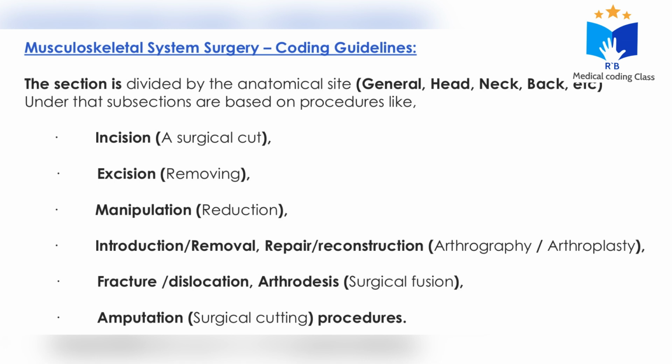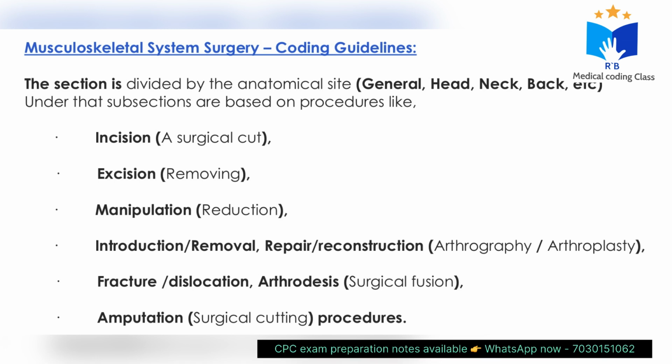The musculoskeletal system is divided by anatomical site, like head, neck, back. These subsections are based on procedure, like incision, excision, manipulation, repair, fracture, amputation. Incision means a surgical cut. Then, it is an important point, excision means removing or removal.